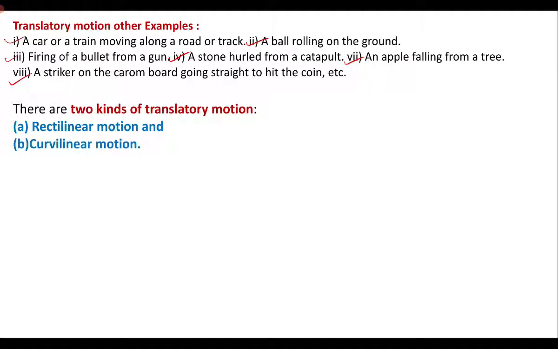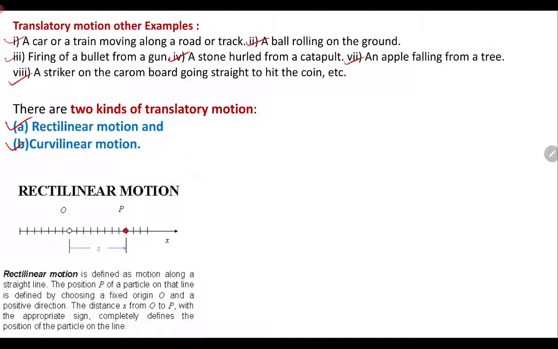There are two kinds of translatory motion. One is called rectilinear motion and the second is called curvilinear motion. Let us see what is meant by rectilinear motion. In this picture you will see point O is the initial position and point P is the final position, and the distance between them is x. Let us see by this figure the meaning of rectilinear motion. It is defined as a motion along a straight line.